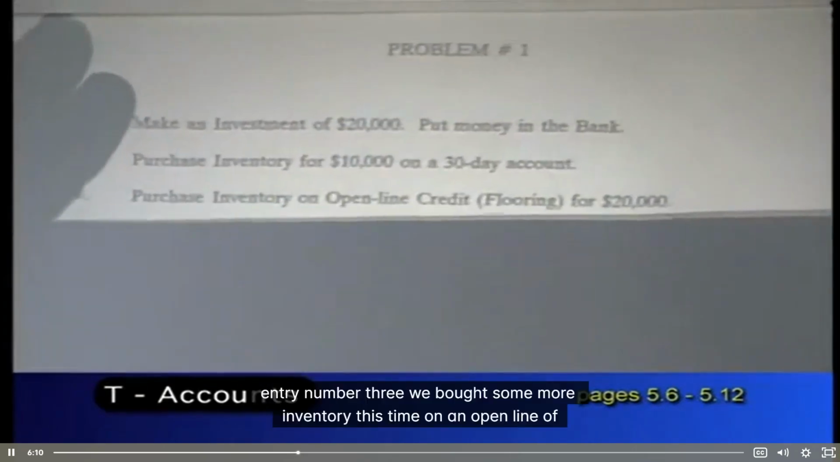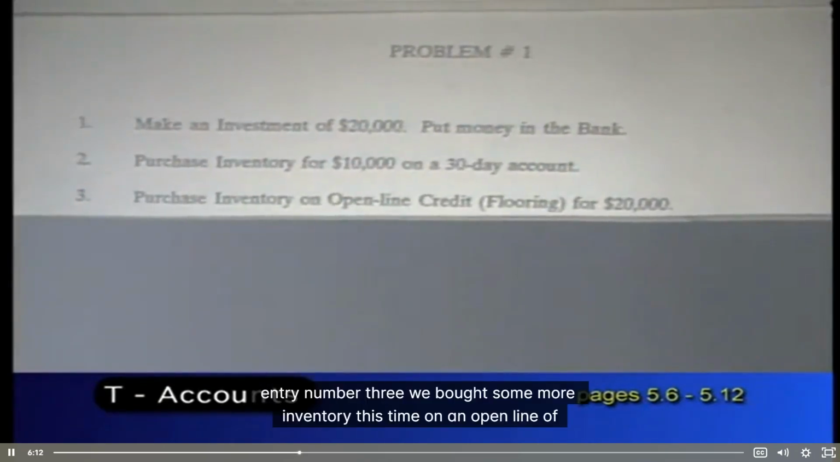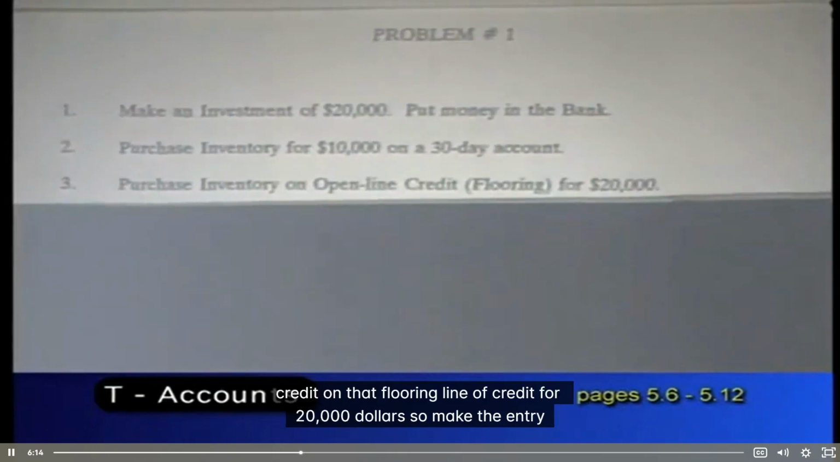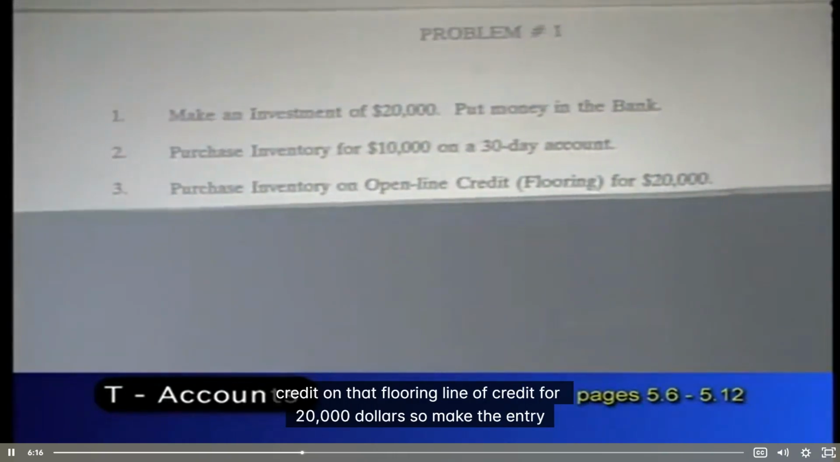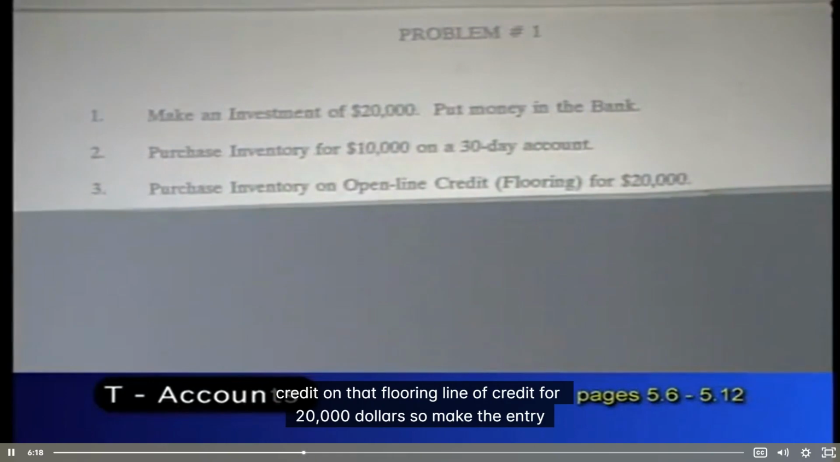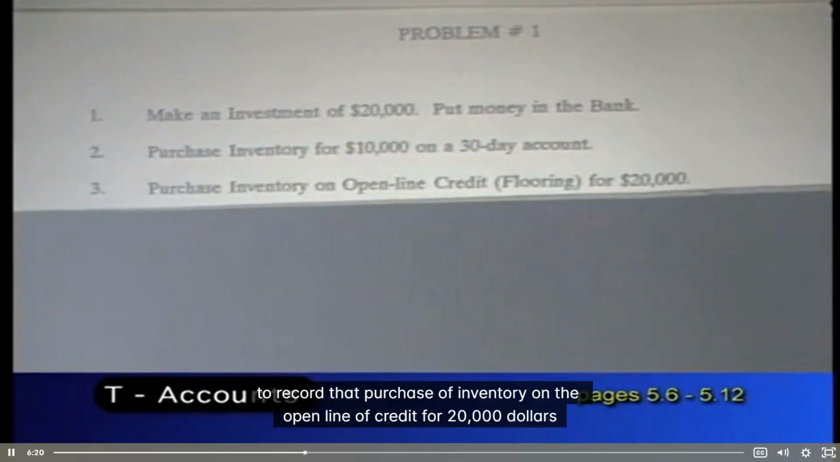Entry number 3, we bought some more inventory, this time on an open line of credit, on that flooring line of credit for $20,000. So make the entry to record that purchase of inventory on the open line of credit for $20,000.